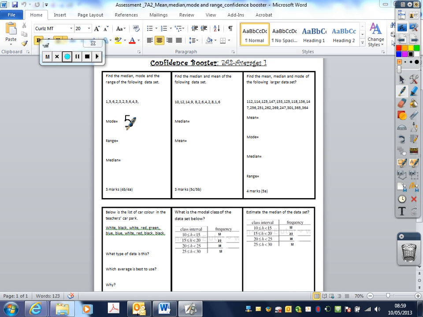Right. And what about the range? Who got the range? Squad Scarlet. 5. Did everyone get 5? Yeah. The highest is 6, lowest is 1. 6 take away 1 is equal to 5.